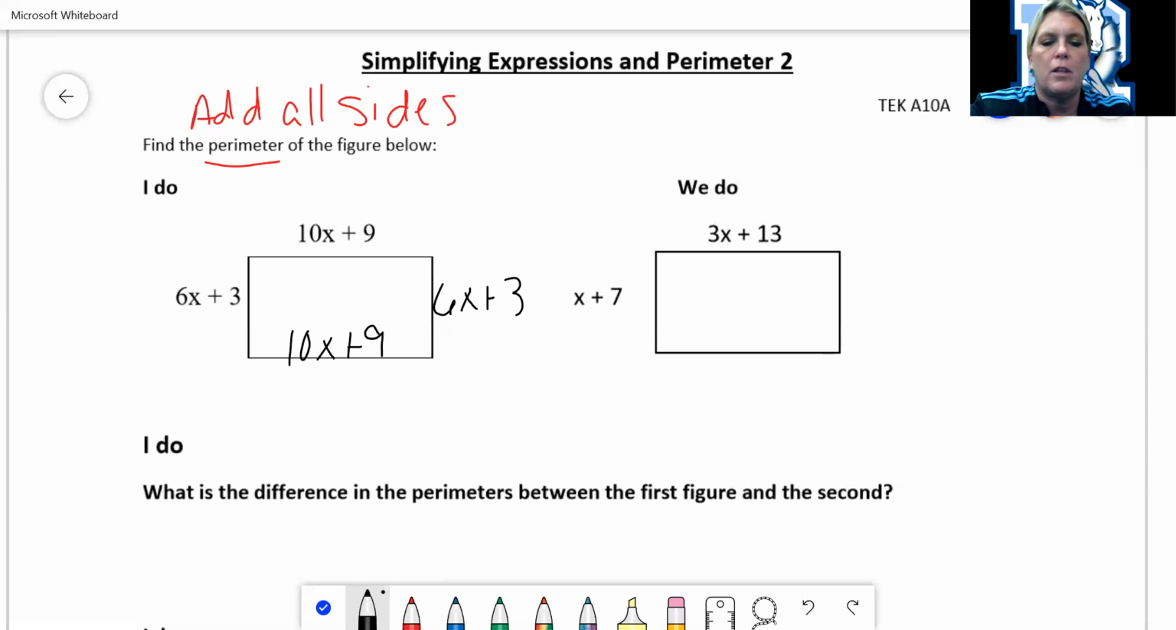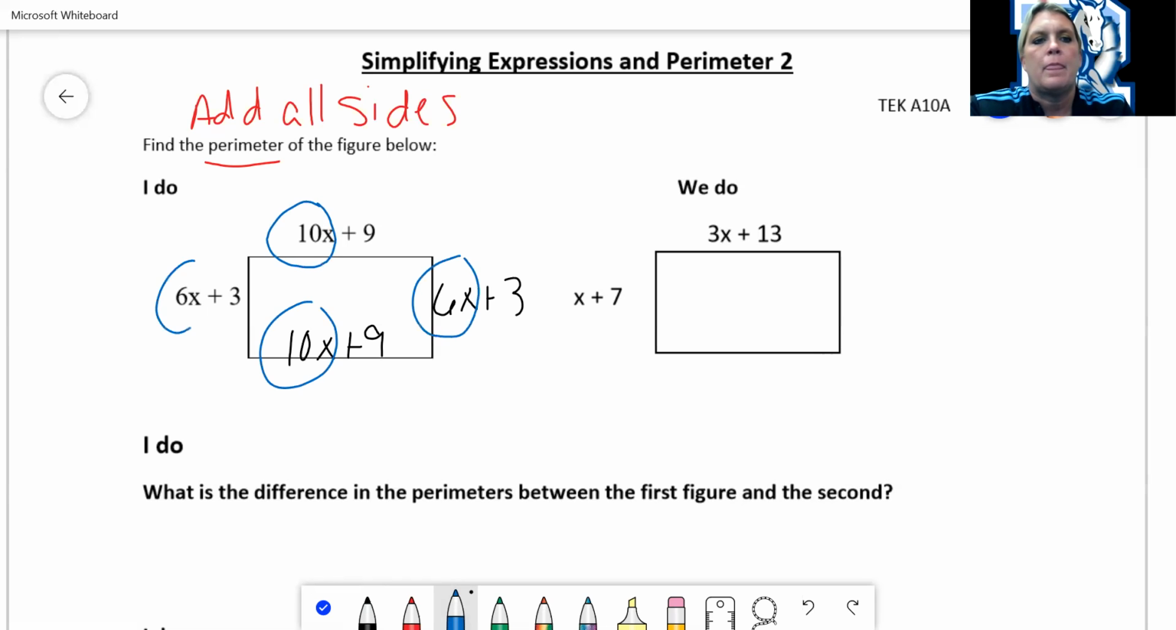So now that we have it all labeled, let's find out how many x's and how many numbers we have. So I'm going to circle the x's. How many of those do we have? 10 plus 10 plus 6 plus 6. That is going to give me 32x. Then your constants, 9 plus 9 plus 3 plus 3. That is 24. There's my perimeter of this figure.